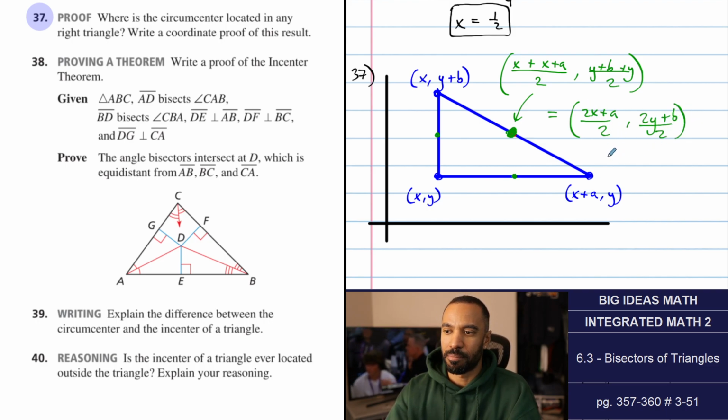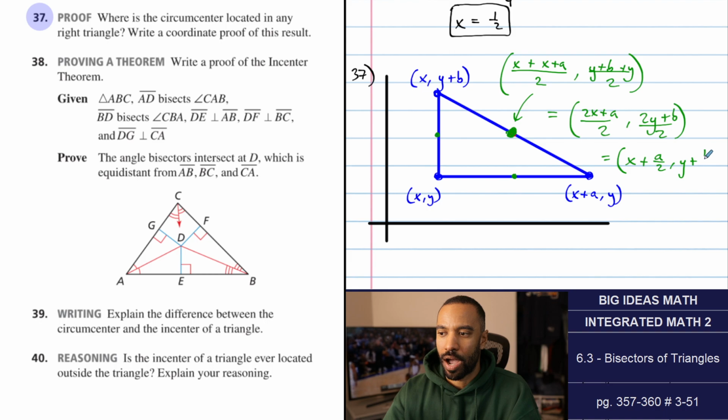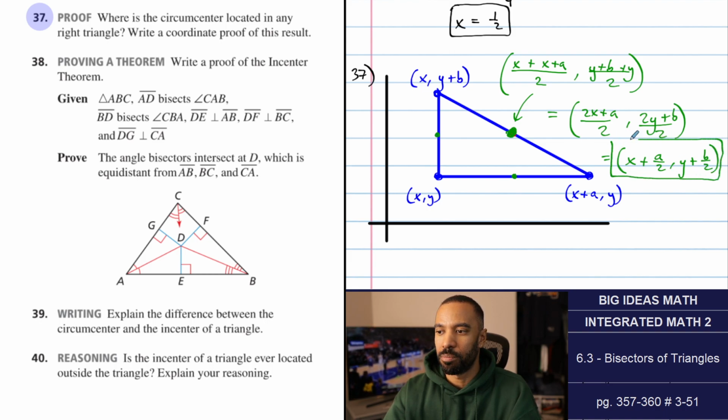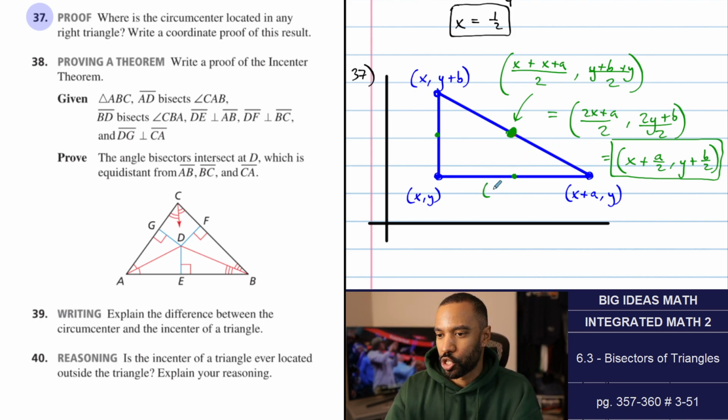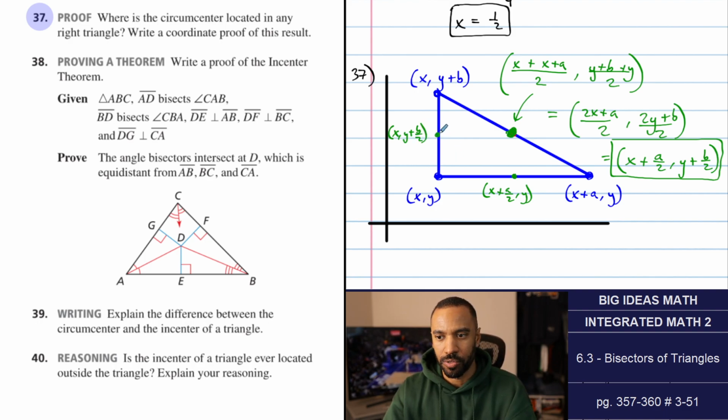If I do divide them by 2, though, then I have a version that says x plus a over 2, so just do half of that a, and then y plus b over 2, so just do half of the b outward, and then that would be the location of it. Now, this location would be x plus a over 2 comma y, and this would be x comma y plus b over 2. In the same way, you just find the midpoints of those, and then this is the equation y equals y plus b over 2, and this is x equals x plus a over 2.